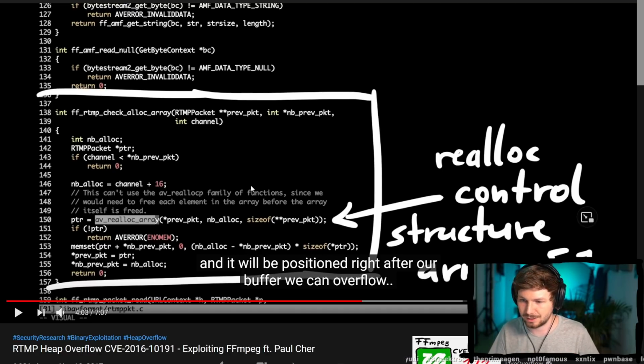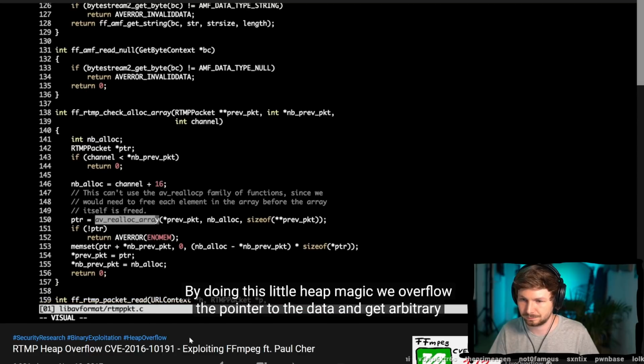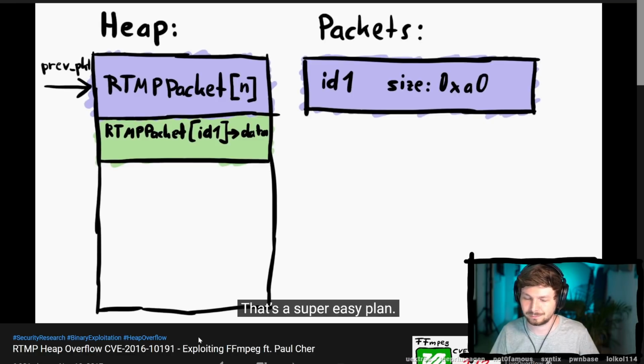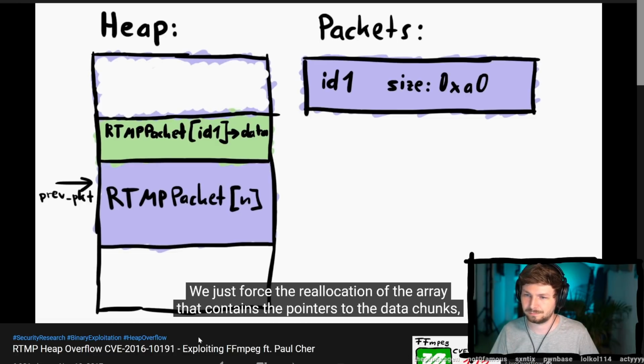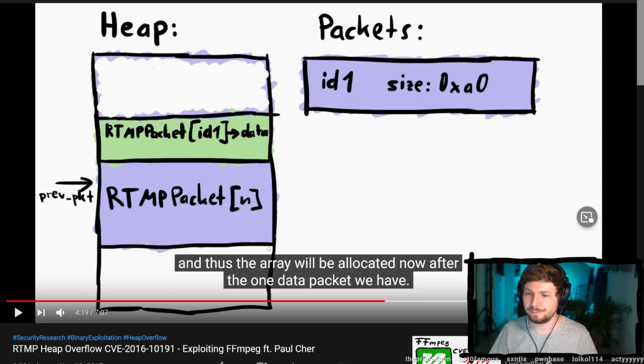Yeah, let's see what he says. By doing this little heap magic, we overflow the pointer to the data and get arbitrary write. That's a super easy plan. We just force the reallocation of the array that contains the pointers to the data chunks, and thus the array will... So did you see that?